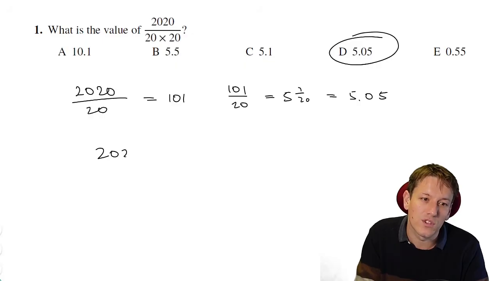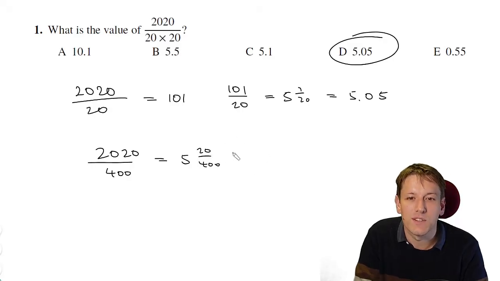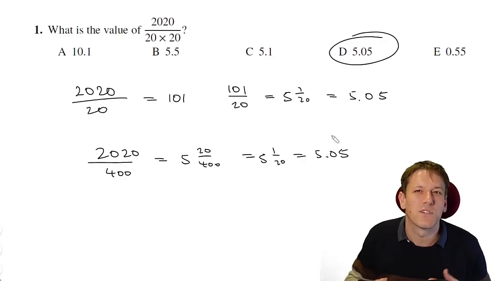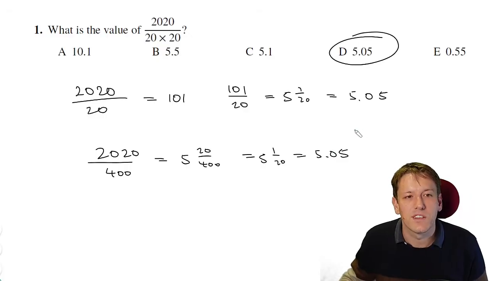You could of course just do 2020 over 400 as well, and you could say that that's 5 and 24 hundredths, and that will also simplify down to 5 and 1/20th, which is also 5.05. So there are different ways of doing the arithmetic here and simplifying down the fraction. Any way you do it's fine. The first question is meant to be just a bit of a warm-up really.